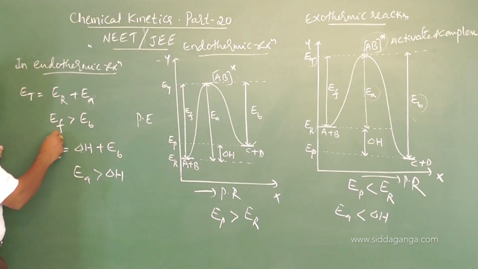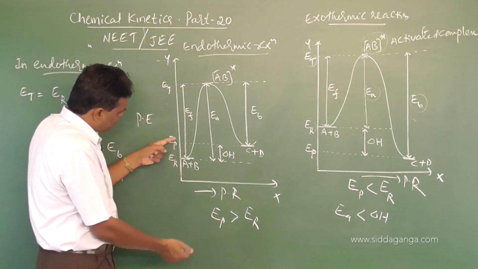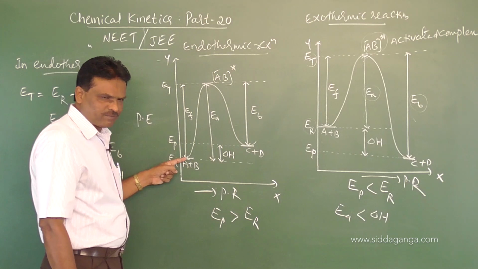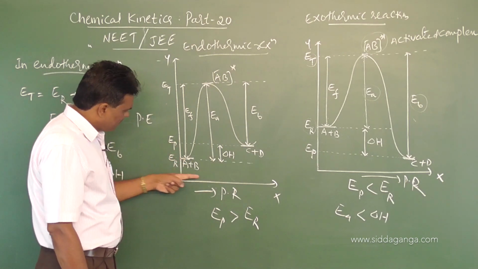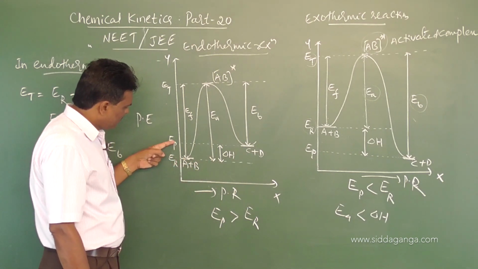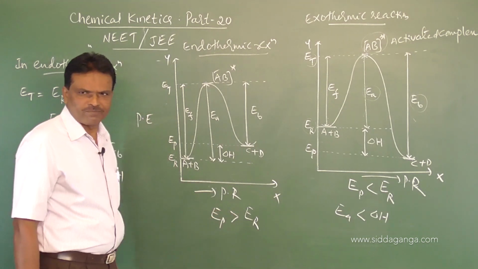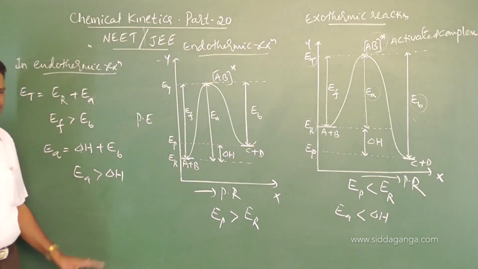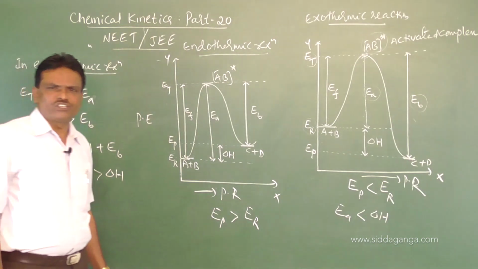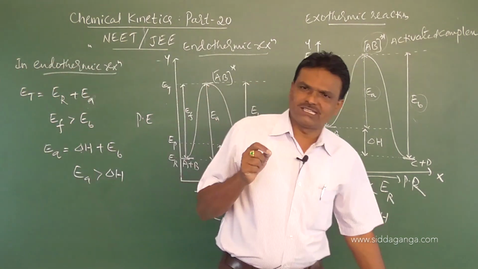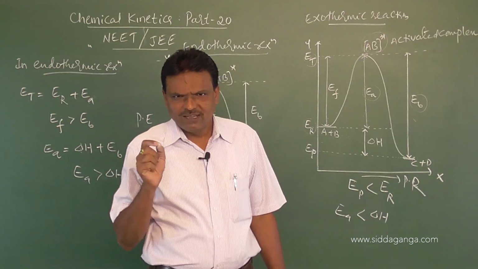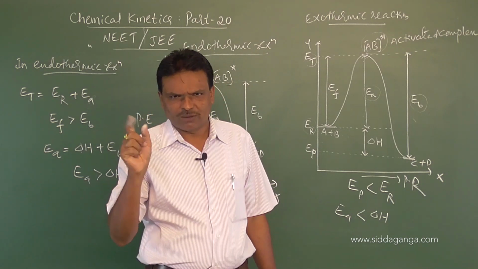And in this case, energy of product is greater than the energy of reactants. Energy of product is EP, energy of reactants is ER. EP is greater than ER. Is it clear? So this is about the potential energy diagram for the progress of reaction in case of endothermic as well as exothermic reactions.